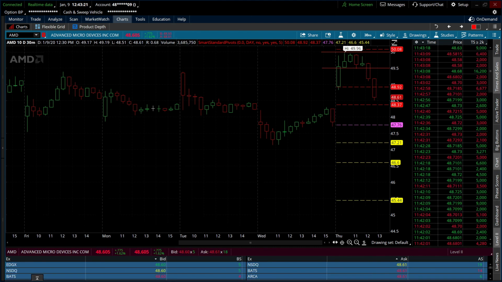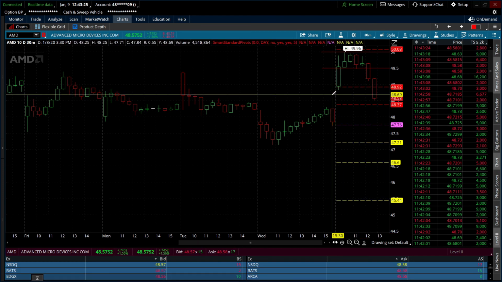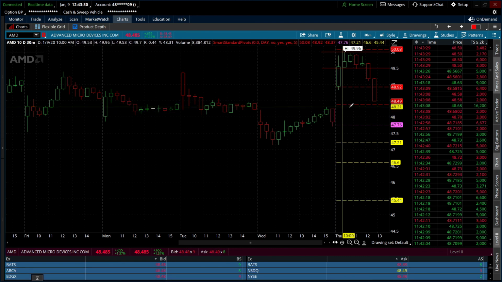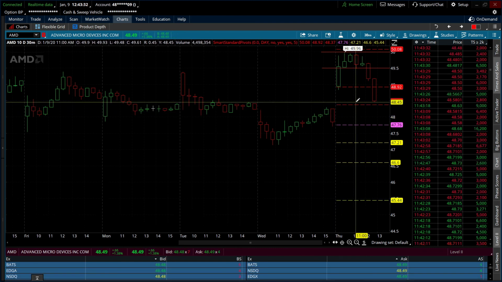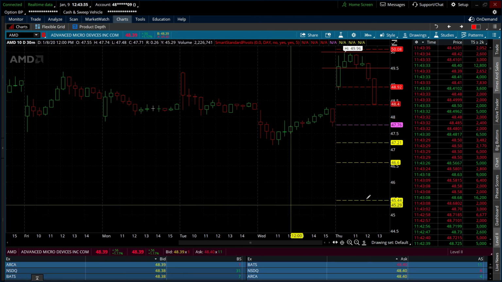Alright, so a little quick update here. You see where the market's at now. It broke the low of this candle. This thing's just tanking. Like I told you guys, another target would be 49.50, which is right here. That'd be another good place right there as well.